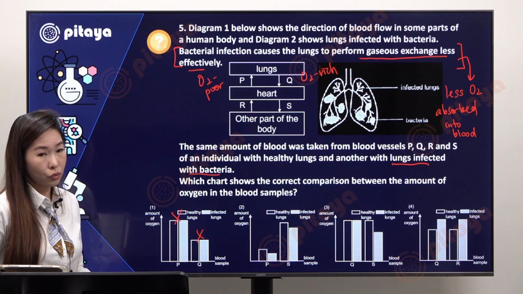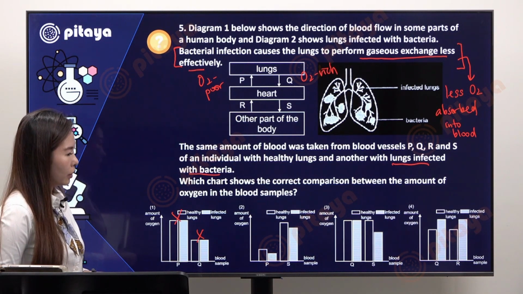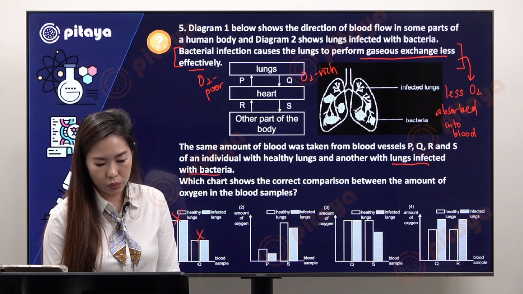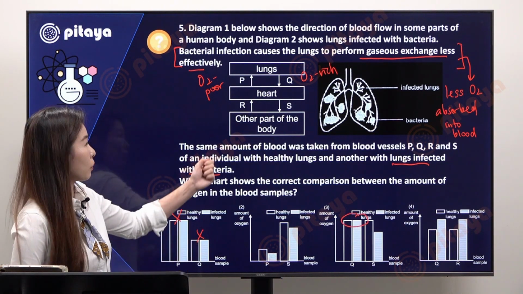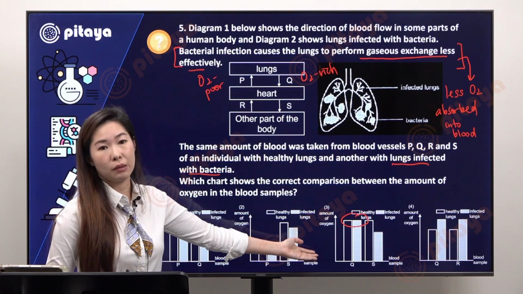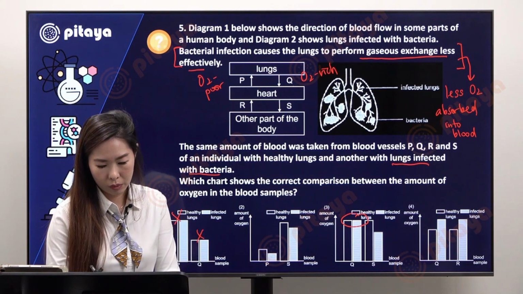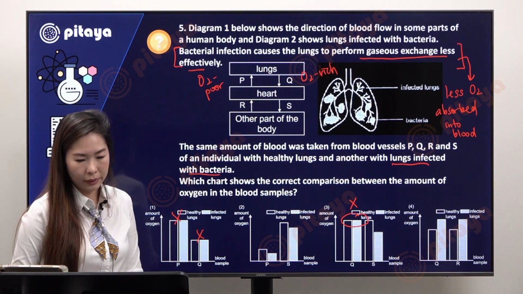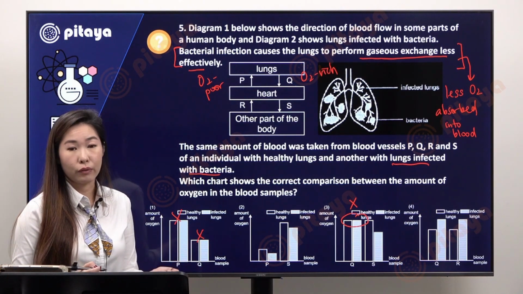Next one that we can also eliminate is option 3. Same reason as well, that we find that Q, which is the blood vessel straight out from the lungs, has no difference in the amount of oxygen absorbed. We went through the concept why this is not true already. So 3 is not the answer. Then we are left with 2 and 4.